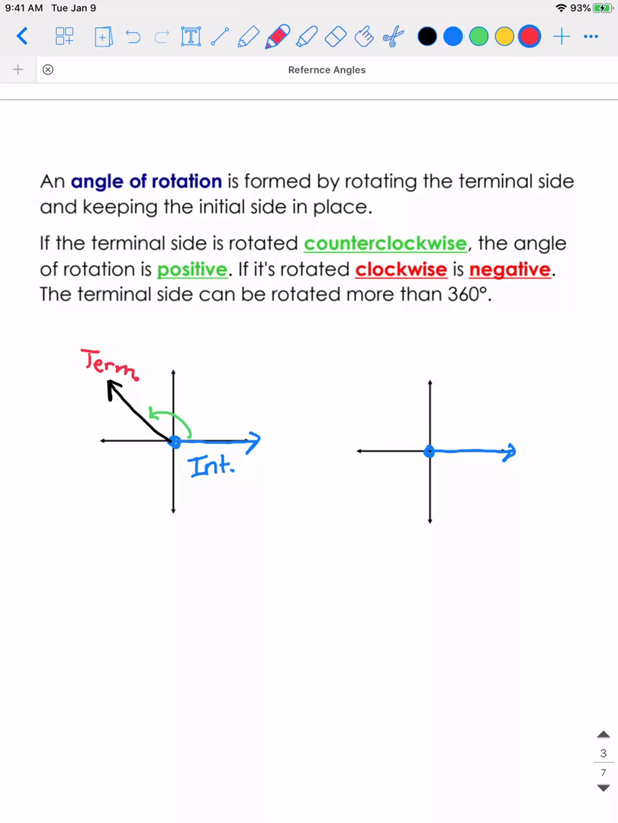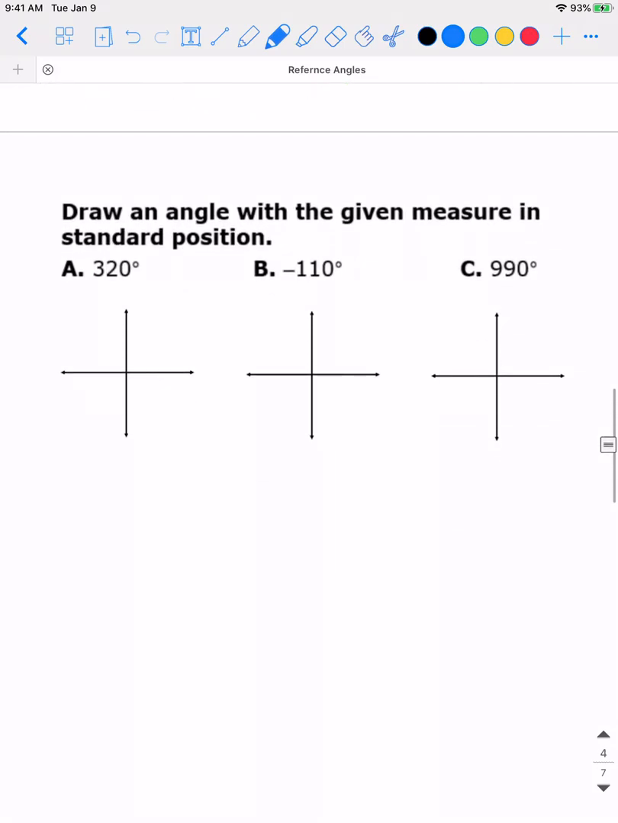Okay, now, if our angle happens to go down or clockwise, that is a negative angle rotation. Okay, it's going in the negative direction as far as angles go. Again, I have my terminal side, and I have my initial side. Okay, my initial side stays on the positive x-axis. So we're going to practice drawing some of these angles out, understanding what the angle measurements are.